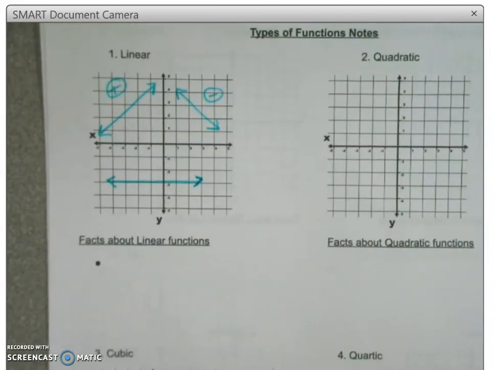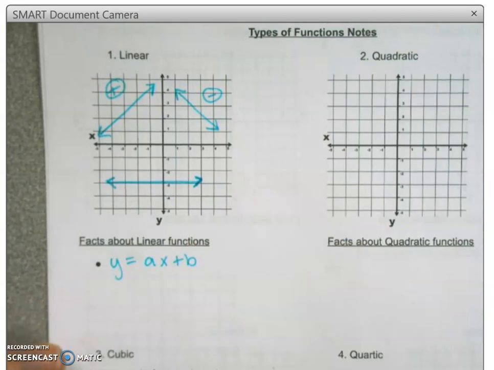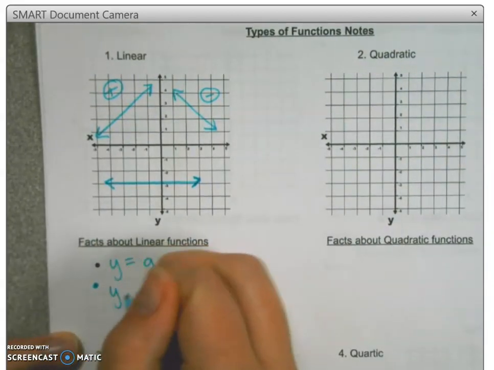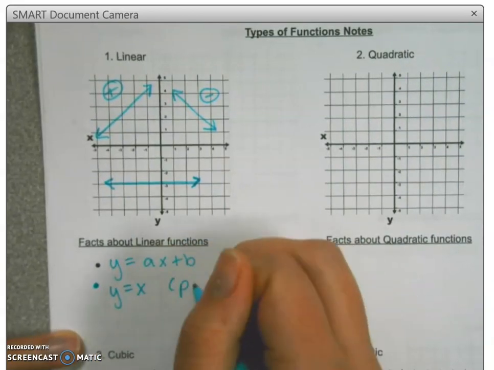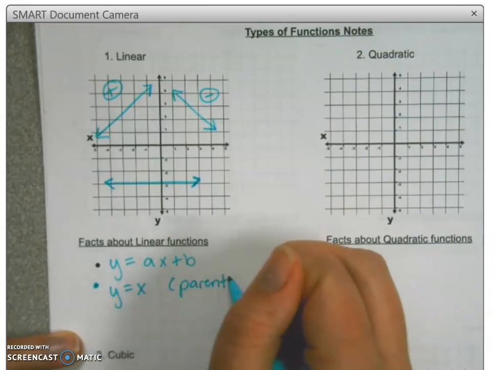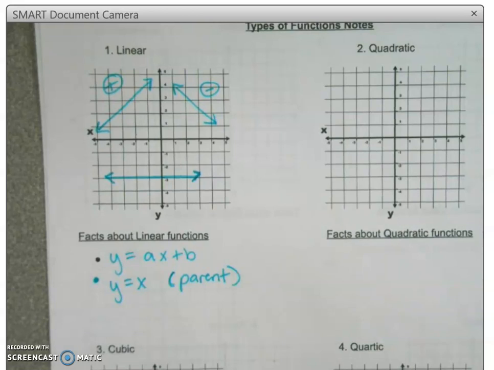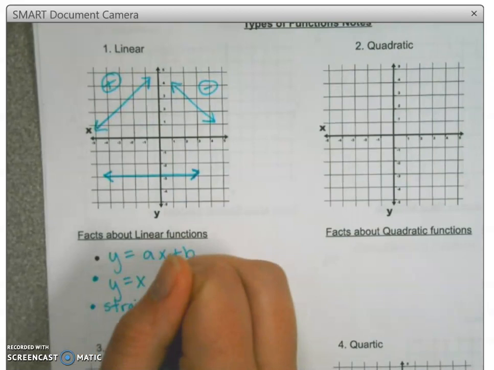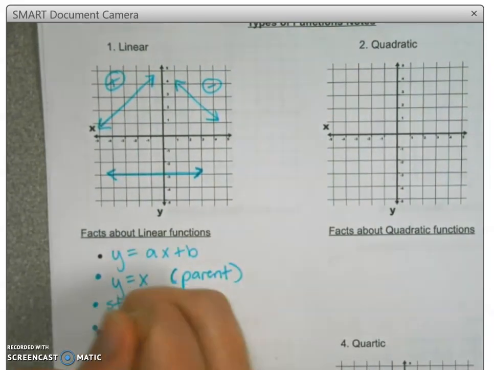So things I need you to know about linear functions is the standard form is y equals ax plus b. The parent function is y equals x. You'll know from your vocabulary, parent just means a function in its simplest form. So that is the most simple linear function you can have. It is in the shape of a straight line. And it has a degree of 1.